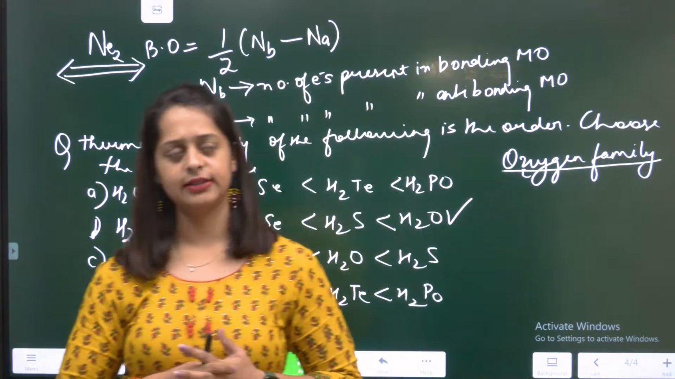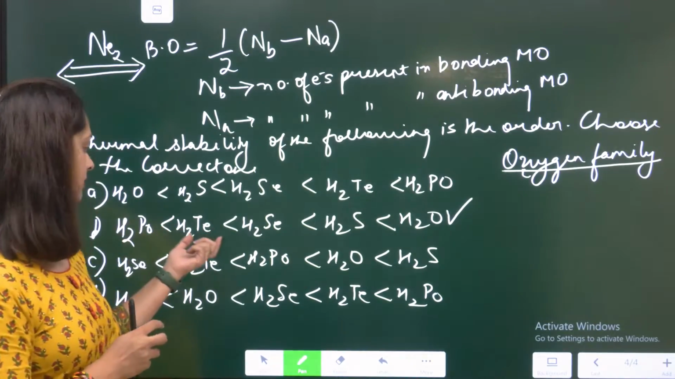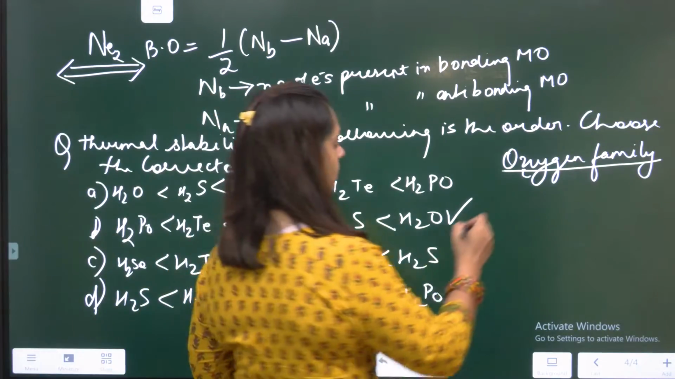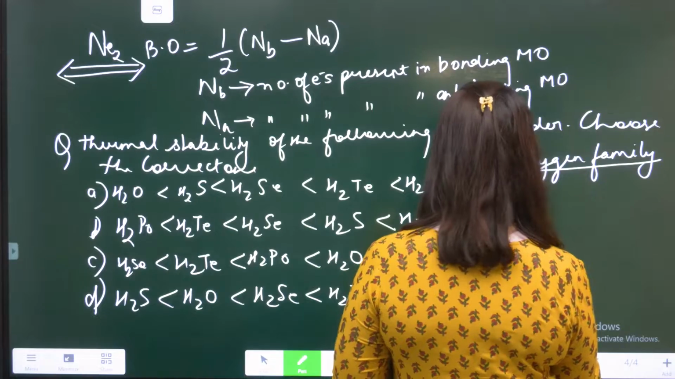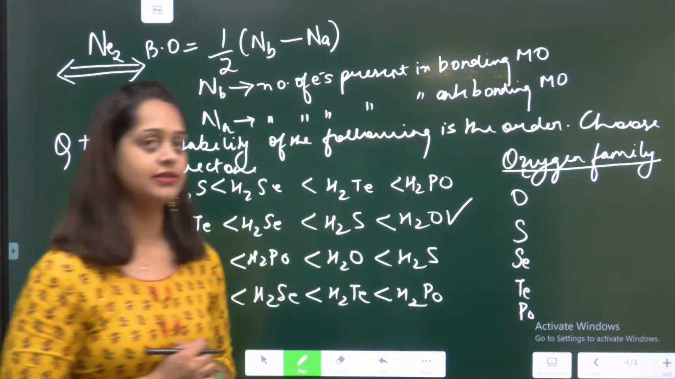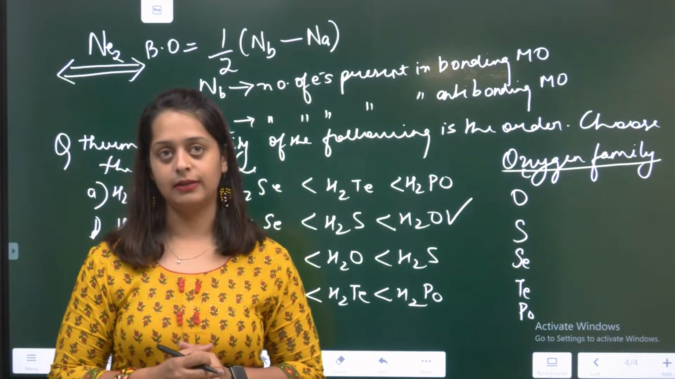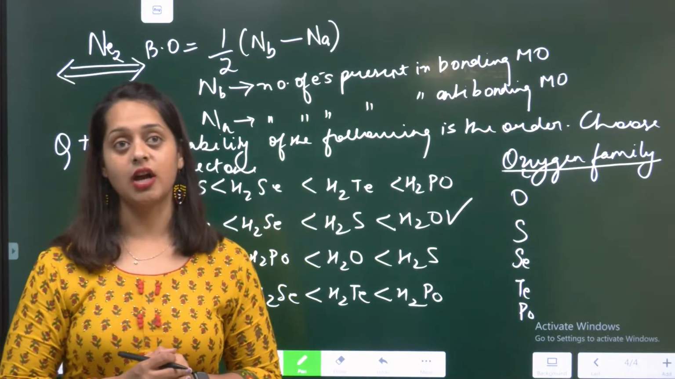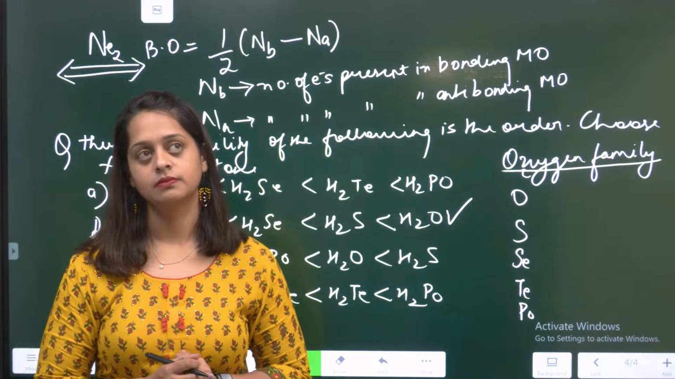Now, thermal stability decreases down the group, which is right: polonium, tellurium, selenium, sulfur, oxygen. That is the oxygen family: oxygen, sulfur, selenium, tellurium, and polonium. Right? So, when I compare the thermal stability, that is perfect. Have you heard about the rule, Fajan's rule?